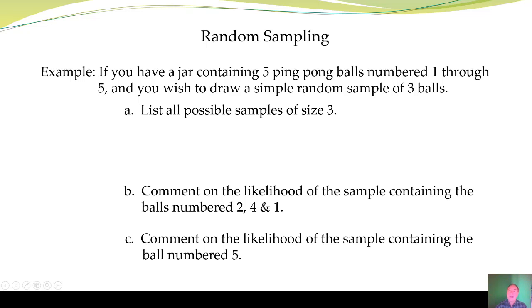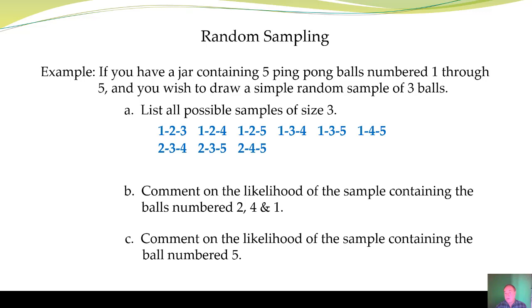Now, let's use a pattern to get this. So if the first ball was 1, we could have 1, 2, 3, 1, 2, 4, 1, 2, 5. Then we could have 1, 3, 4, 1, 3, 5, 1, 4, 5. See the pattern. Now let's start with the first ball being a 2. So you have 2, 3, 4, 2, 3, 5, 2, 4, 5. We never go backwards. We always take the numbers going forward. And then finally, if the first ball was 3, 3, 4, 5. This gives us a total of 10 samples of size 3.